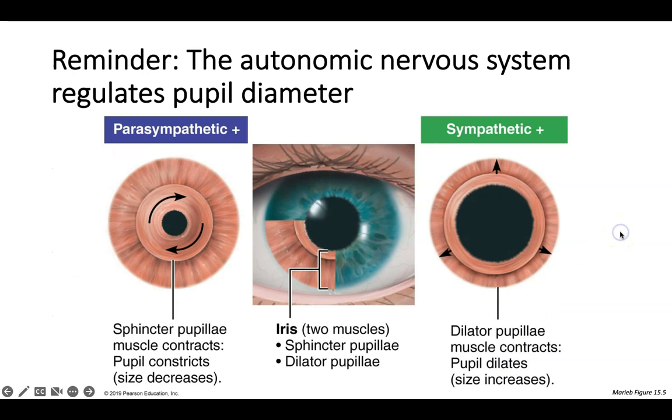We can look a little bit more at the iris from a different angle. We'll look at the front. We're used to seeing it like this with some color around the pupil. However, I'm going to remind you that the autonomic nervous system actually can regulate pupil diameter, and it does that by affecting smooth muscles that make up most of the iris. So when the parasympathetic system is active, that's going to cause these smooth muscles to contract and the pupil constricts. When the sympathetic system is active, that causes those smooth muscles to relax and the pupil dilates.